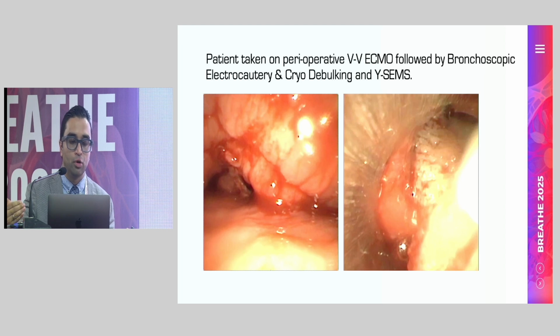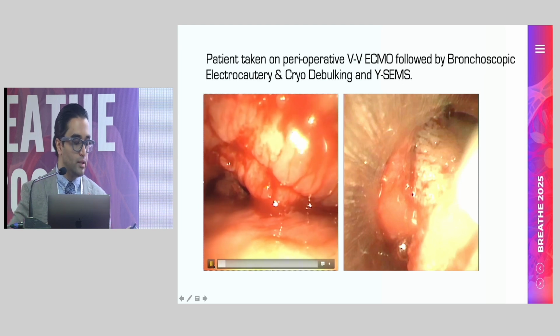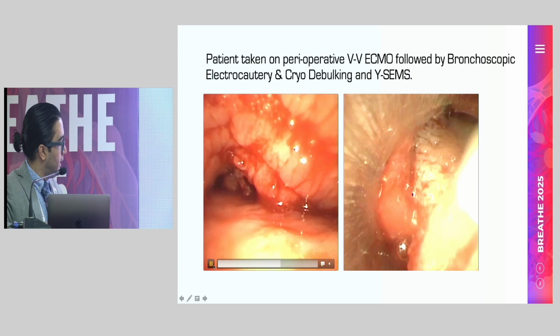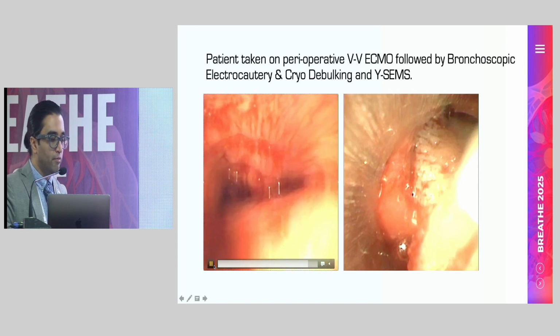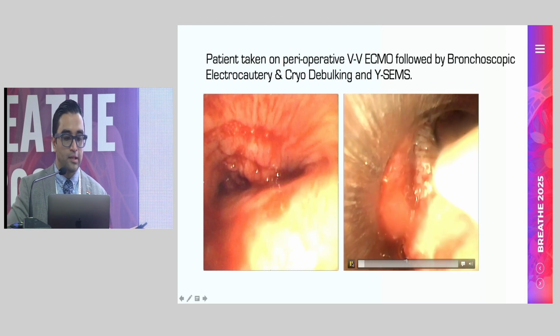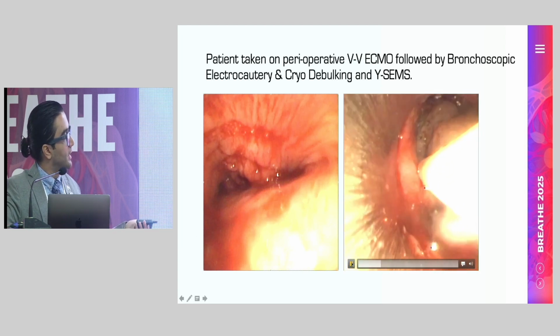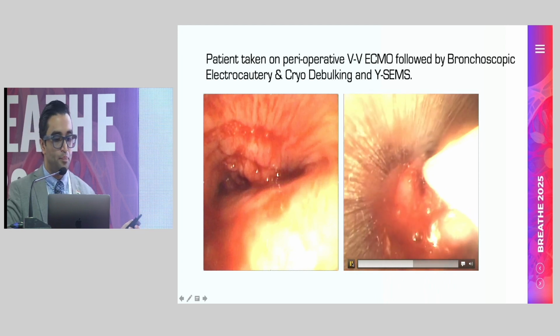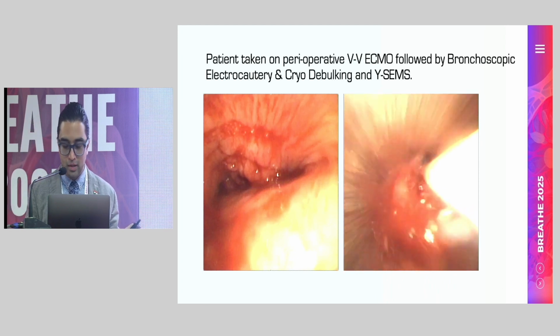The patient was put on ECMO, and within an hour's time we started with the procedure. So a rigid bronchoscopy was performed, and as you can see, this is how the trachea was looking. There was hardly any air passage going to the left lung, and this is why the patient was requiring more than 60% FiO2. And like the previous cases, an electrocautery snare was used to debulk this particular mass from the right side, and then this was followed by cryoprobe.